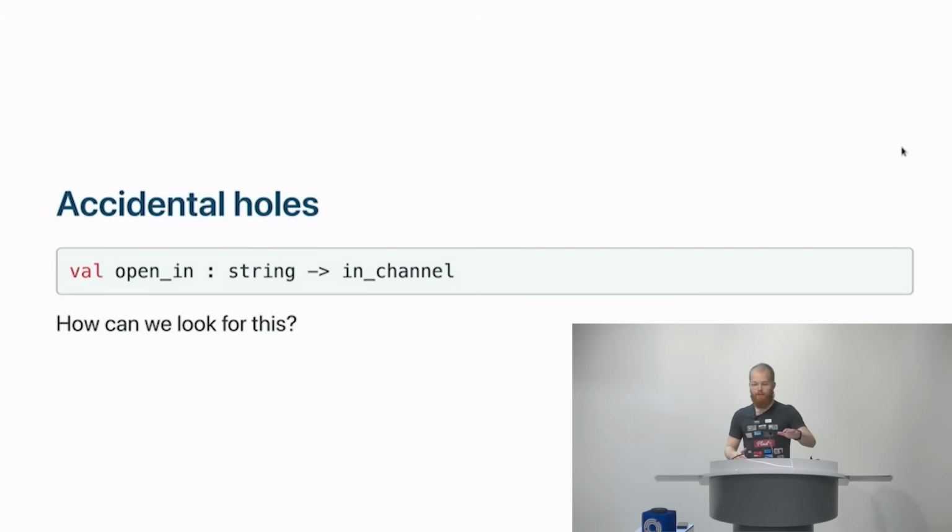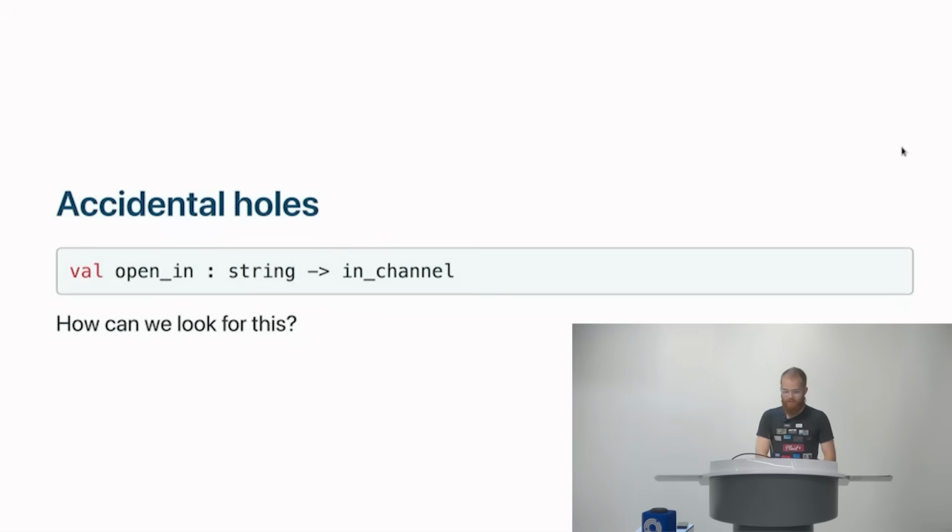But the real behavior is you can access any function that's not blocked. And so if you can find a place where there's a function that just allows you to open an in channel, then you can solve the challenge super quickly. So how might we look for this? I'm going to give you a second to think about how you might be able to look in and understand where the accidental hole might be.